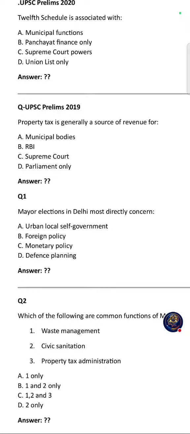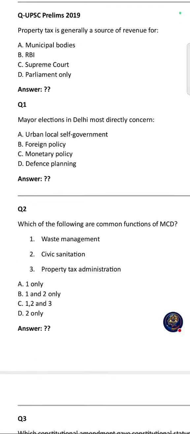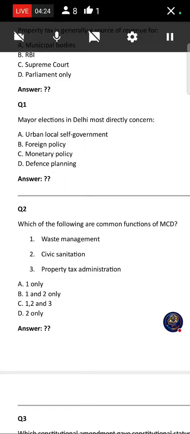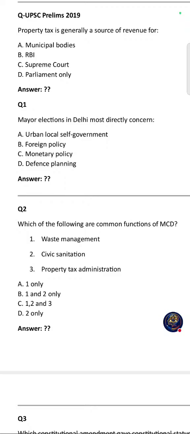Mayor elections in Delhi most directly concern A. Urban local self-government, B. Foreign policy, C. Monetary policy, D. Defense planning. The correct answer is A, urban local governance. Next.